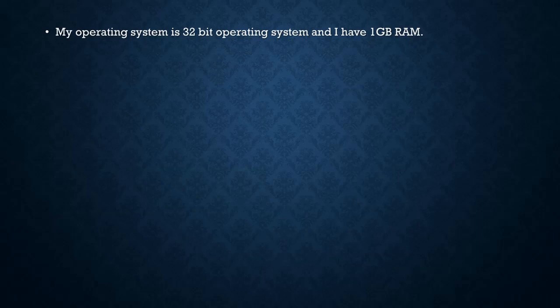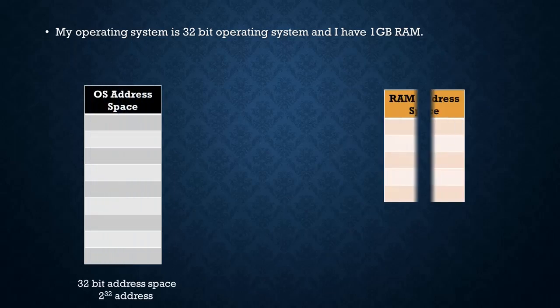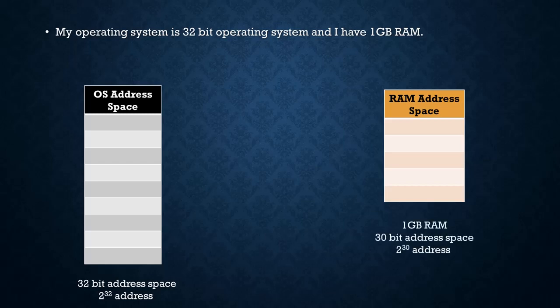My operating system is a 32-bit operating system, and I have 1 GB RAM. Now for example, as I mentioned, a 32-bit operating system means at one moment it can handle 2 to the power 32 address space. But if I have 1 GB RAM, that means it can access at one moment 2 to the power 30 address space.